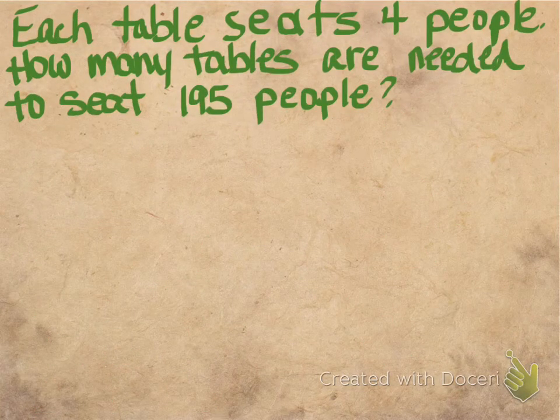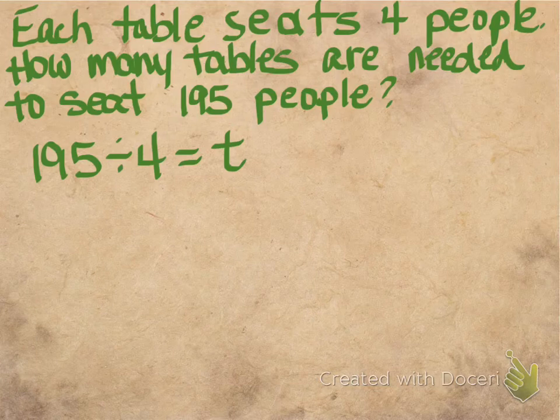So let's look at another problem. If we have this one here, it says each table seats 4 people. How many tables are needed to seat 195 people? So basically my division problem would be 195 divided by 4 equals T, because we're trying to figure out how many tables.